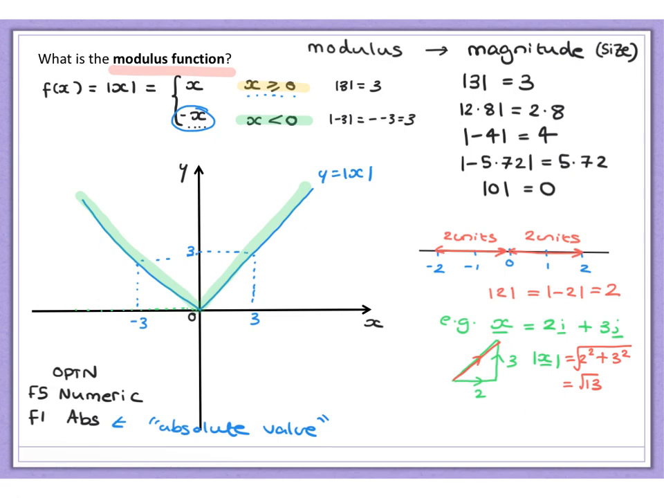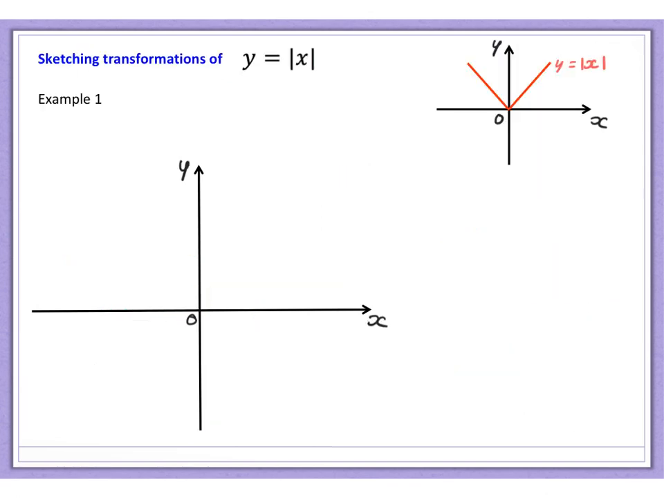So this portion of the graph would have the equation y equals x, and this portion of the graph would have the equation y equals negative x. And you can see there are no negative y coordinates, because the whole concept of the modulus function is that it returns the absolute value or the size of a number.